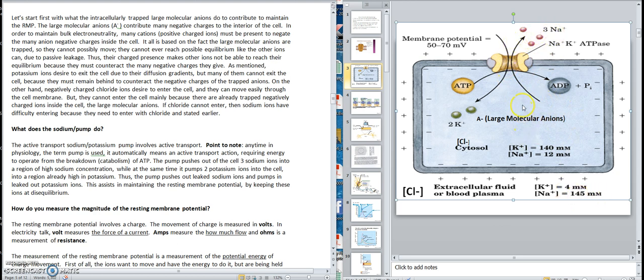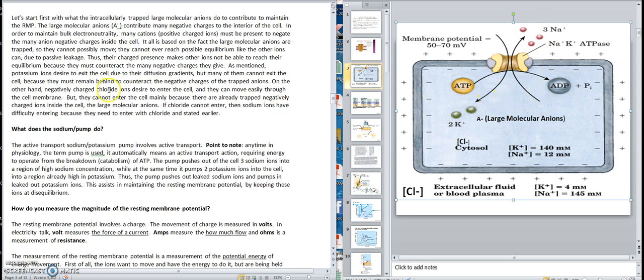And at the same time in that pump, it's pushing 2 potassiums in. Now remember, potassium is already high inside. So what it's essentially doing is restoring potassium to the inside that has leaked out, and restoring sodium to the outside that has leaked in.